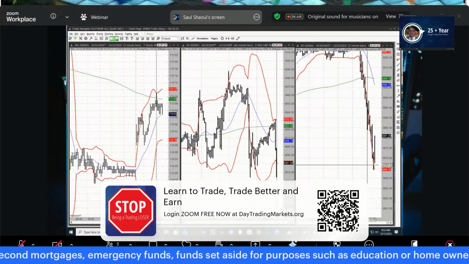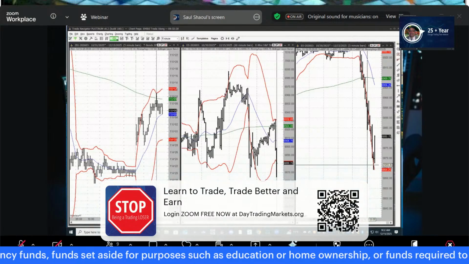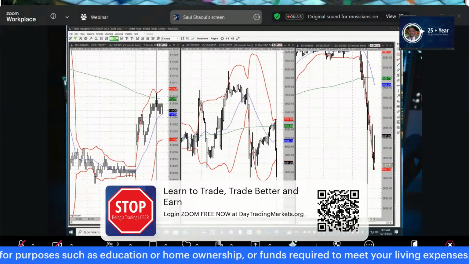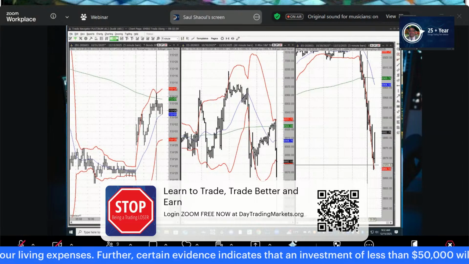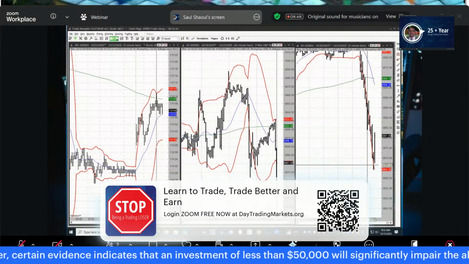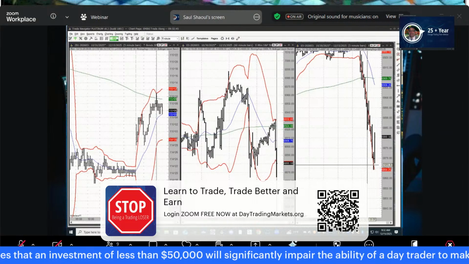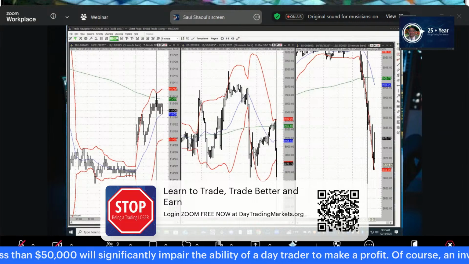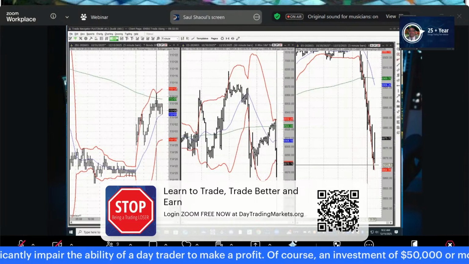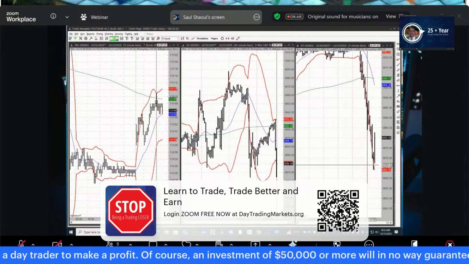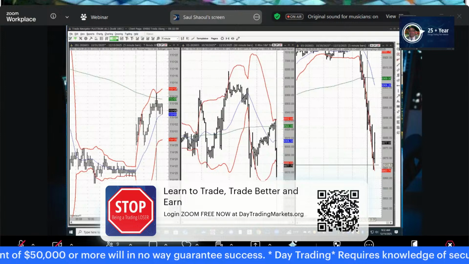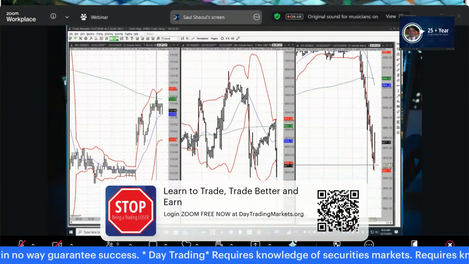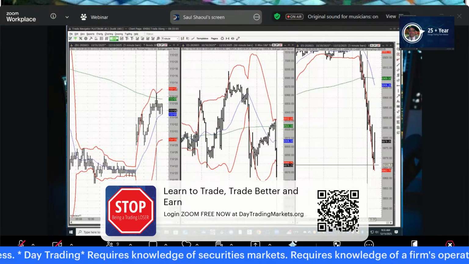Nice, nice rotation here. A little relief rally. All right, we had resistance at around even. Did not get up there, obviously.